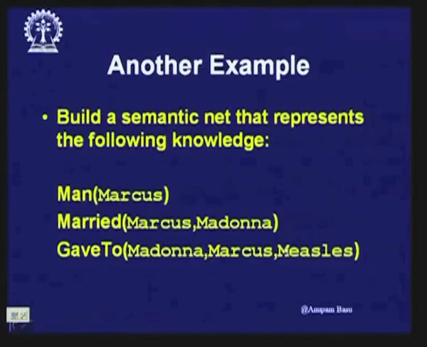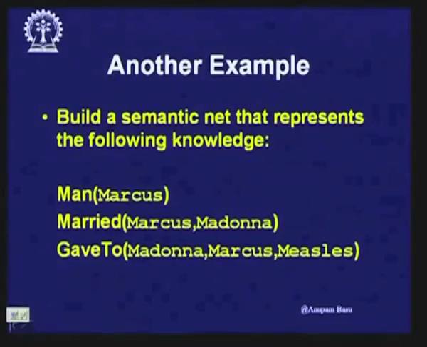So, we will just conclude today by giving another example, and we will proceed from this point onwards in the next lecture to show how the inferences are done, but let us first look at another example. Suppose we are asked to build a semantic net that represents the following knowledge. We have just now shown that given a particular semantic net, how that can be represented in the form of logic. Now, what we are showing in this example is, given some logical statements, can we draw a semantic net with that? So, let us look at these statements.